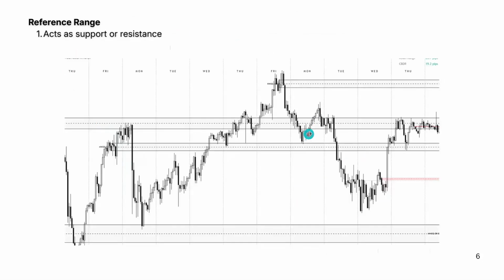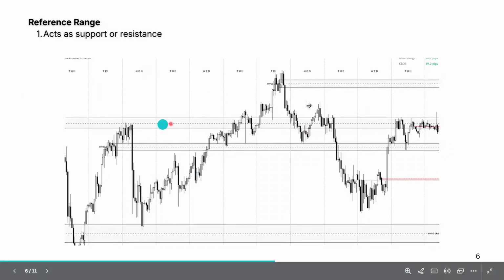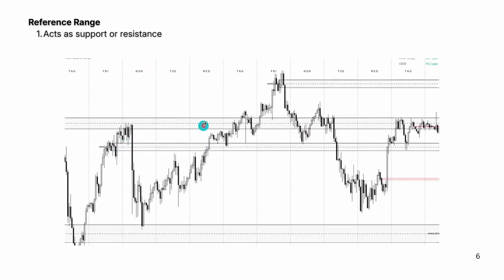All right. As a reference range, the first thing we stated is that it serves as support and resistance. Now, I want you to take note of this chart. You can see it has been delineated into days of the week. We have Thursday, Friday, Monday, Tuesday, Wednesday, Thursday, Friday. So we have about 2 weeks, and we have about 4 new week openings here. And you can see the consequent encroachment as the midline.